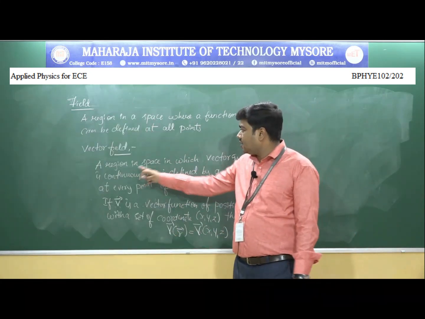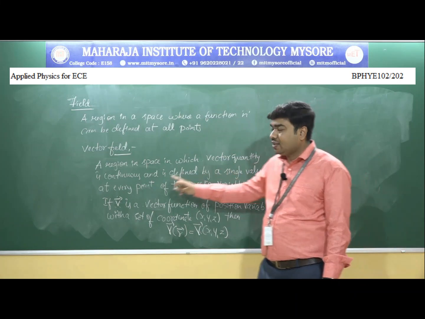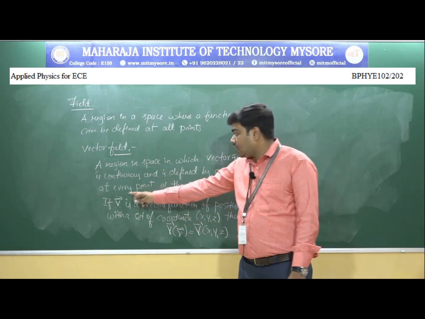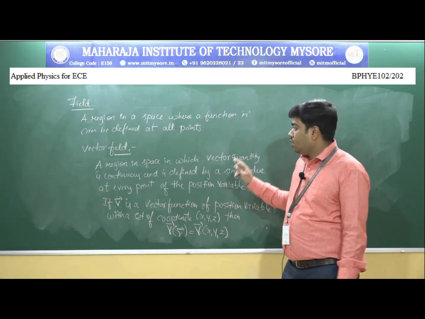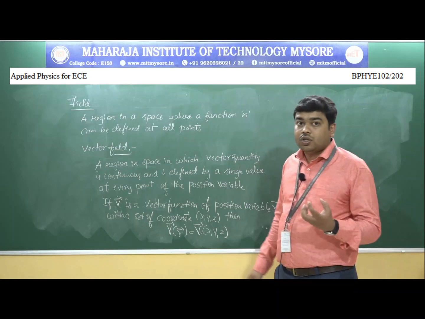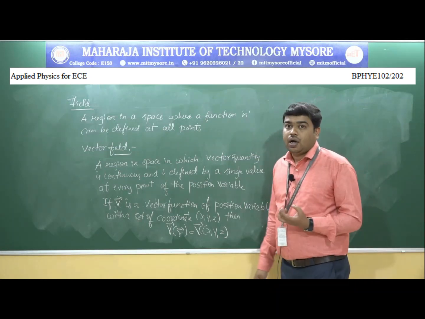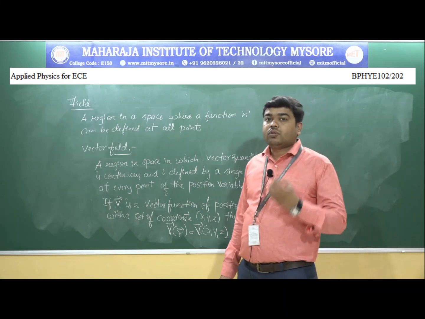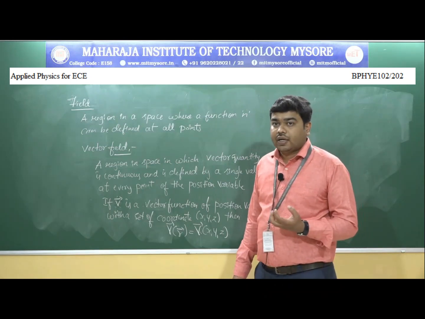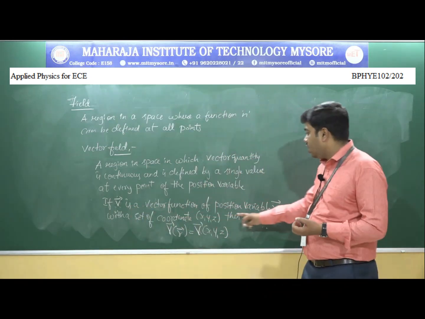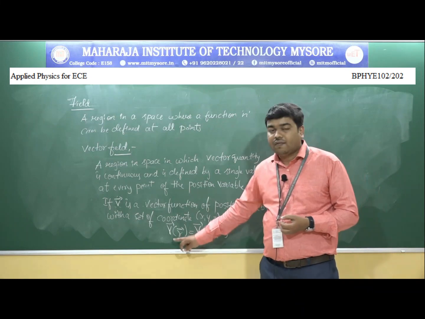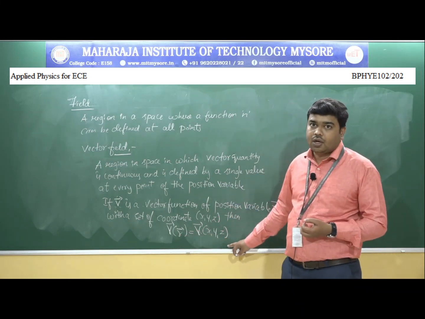Now a vector field can be defined as a region in a space in which a vector quantity is continuous and is defined by a single value, both its magnitude and direction, at every point of the position variable. So if you consider a field to be a vector field, then a vector quantity should be continuous and it should be defined at every point by a single value of both magnitude and direction in the given position variable. So such a kind of field is called the vector field. Now if V is a vector field and the position variable is r with a set of coordinates x, y, z, then it can be written as vector V of r is equal to V of x, y, z.